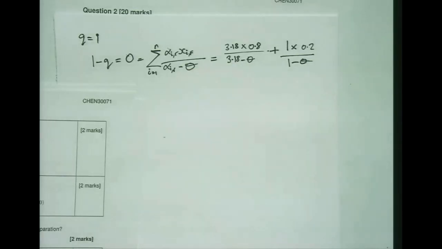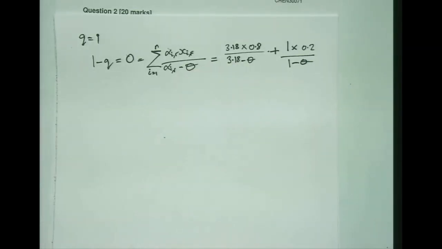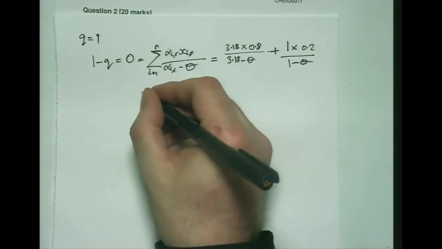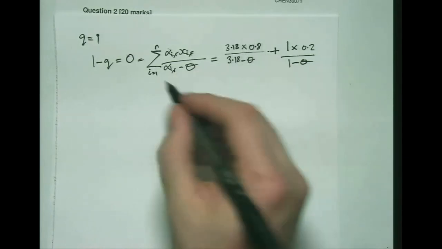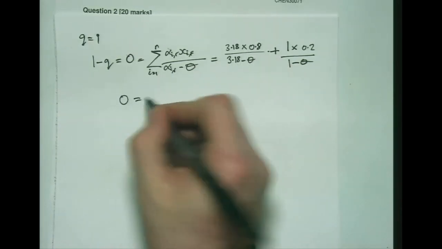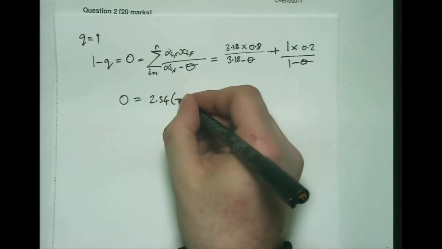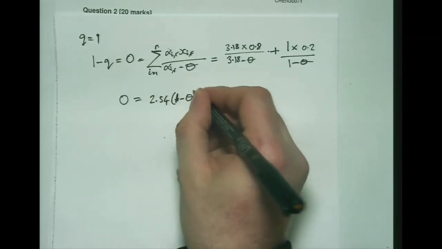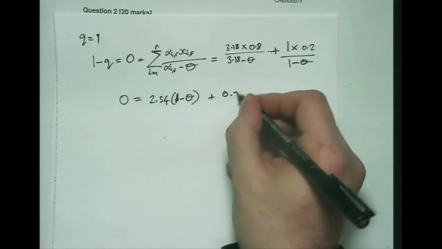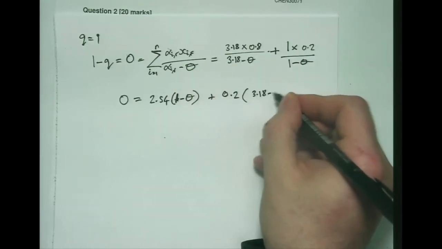Then what we can do is, because we've only got two components, it's possible to solve this system by hand. So 3.18 times 0.8 is 2.54, minus psi plus 0.2, 3.18 minus psi.